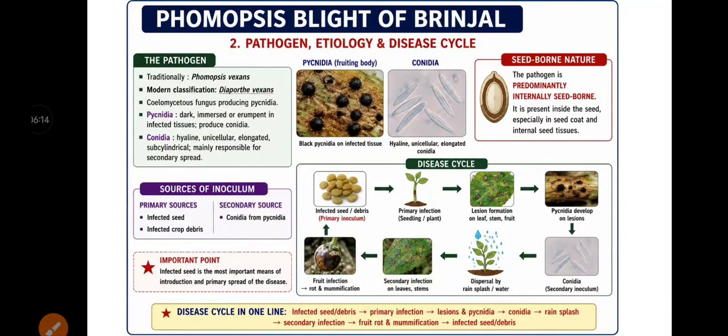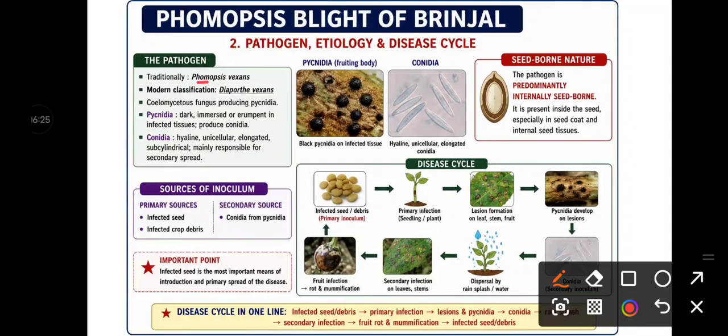Then about the pathogen, its etiology and the disease cycle. Very important thing. The pathogen was traditionally known as Phomopsis vexans. But as I have already told, as per the modern classification, Deuteromycetes fungi are regrouped either under the Ascomycetes or the Basidiomycetes fungi based on their phylogenetic relationship. So as per the modern classification, it was renamed as Diaporthe vexans.